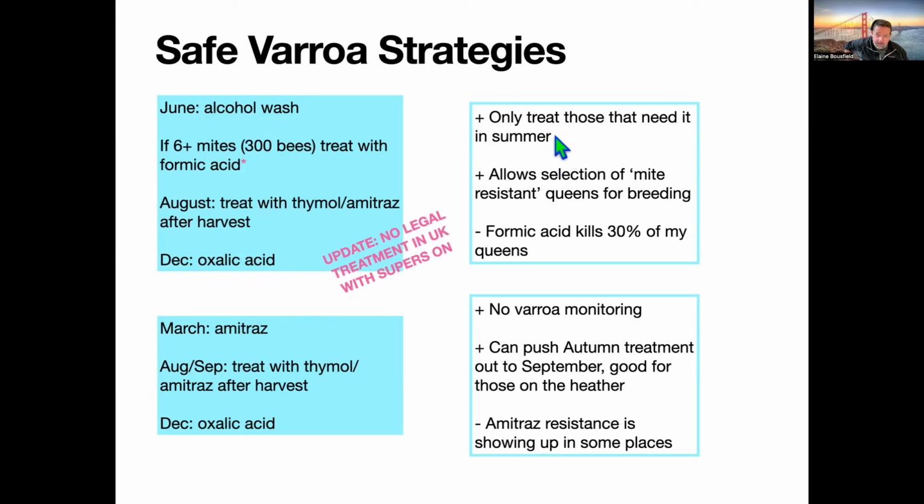On the plus point, you're only treating those colonies that need it in the summer, and it allows you to select more mite-resistant queens for a breeding program. Downside, formic acid killed about 30% of my queens, generally the old ones, but nevertheless, it's still a lot of queens that are dead.